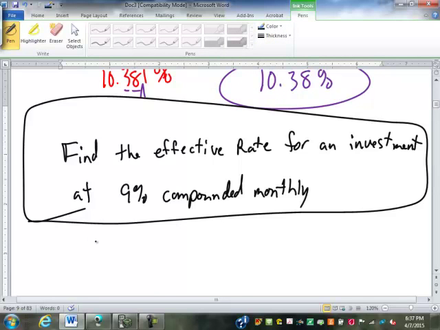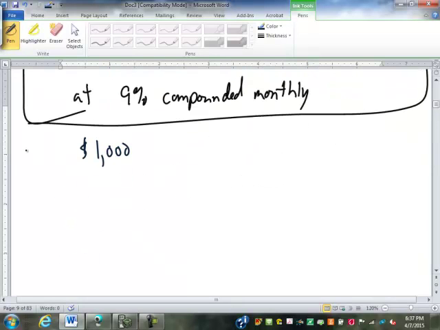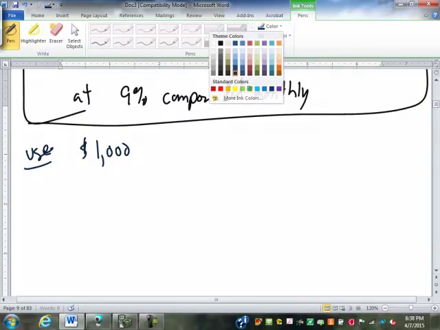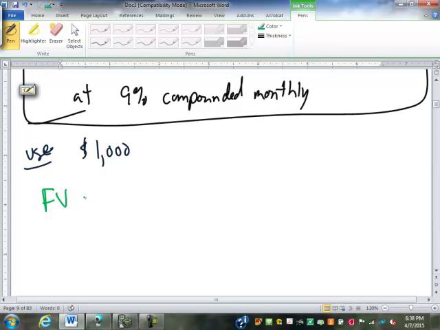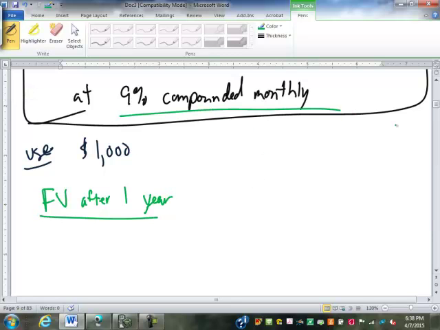So I'm just going to pick one. I always pick like $1,000 or $10,000 just because that makes life so much easier. So I'm going to use $10,000 as my present value. So step one is still future value after 1 year. The assumption that's being made here, of course, is that this investment is at least 1 year long.